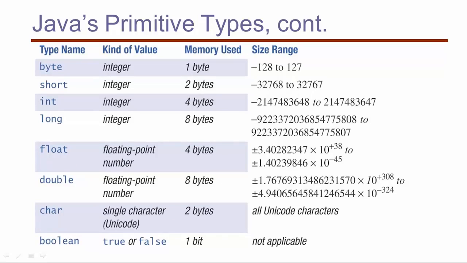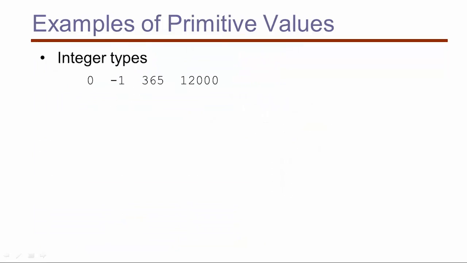Here's a slide showing the different primitive types in Java and how many bytes are used to store them and what range of values they can represent. As you can see, the int type uses 4 bytes and can represent integer values from slightly lower than -2 billion to slightly higher than +2 billion. And here are some examples of values of these different types.